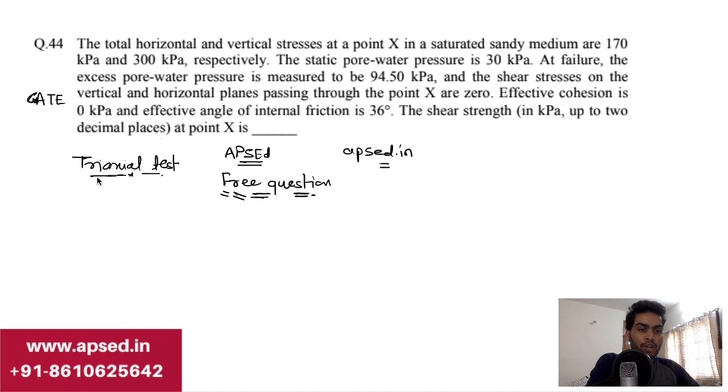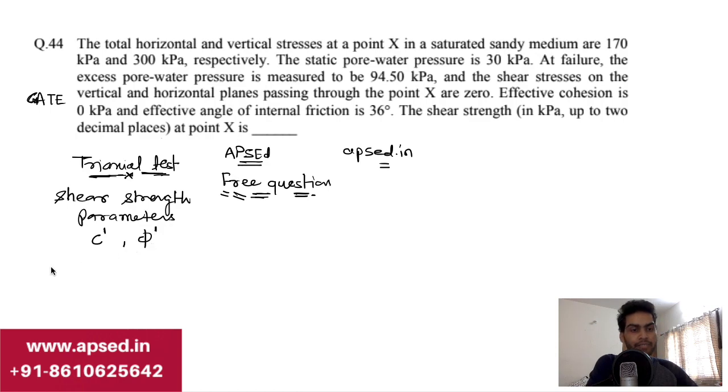So let's move on to the topic of triaxial test. This test we conduct to obtain the shear strength parameters of soil, and basically shear strength parameter means the cohesion c and angle of internal friction, and if we are measuring them in terms of effective stress, then we denote them with c dash and phi dash.